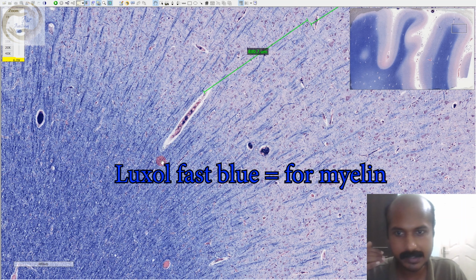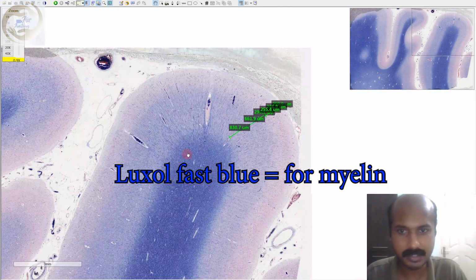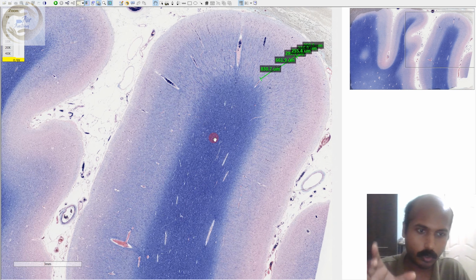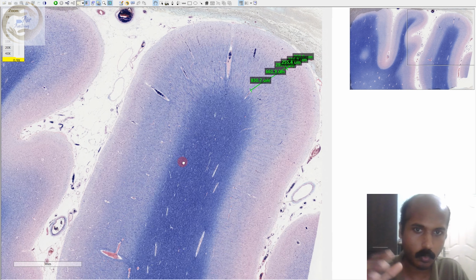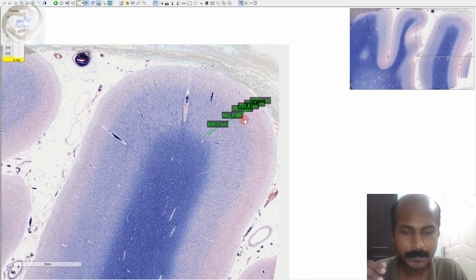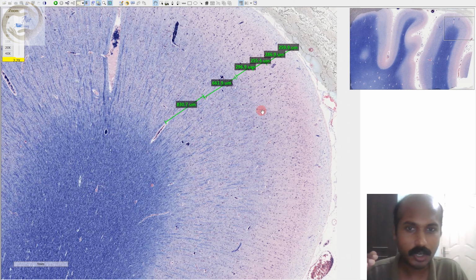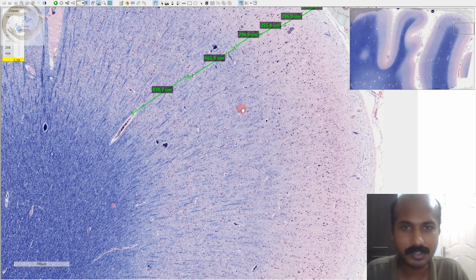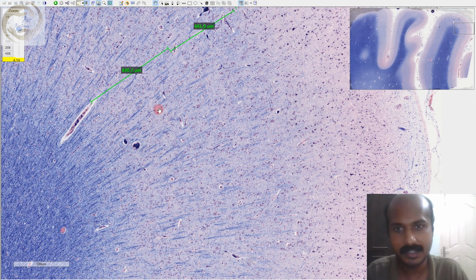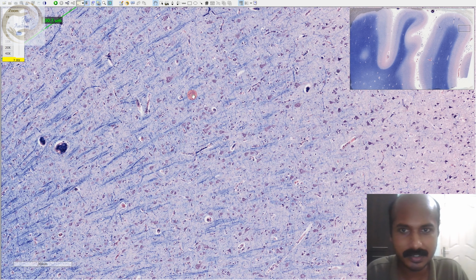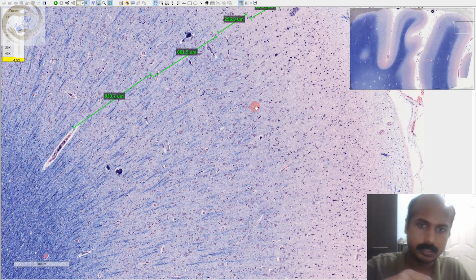Luxol fast blue stains all the myelinated fibers, and you can see the thick blue within the core of that gyrus, because that contains white matter, but this will be cortex. You can understand in this picture that the cortex not only contains cell bodies, it also contains fibers arranged radially as well as tangentially. You can see the tangential arrangement of blue lines. That's showing the myeloarchitecture.